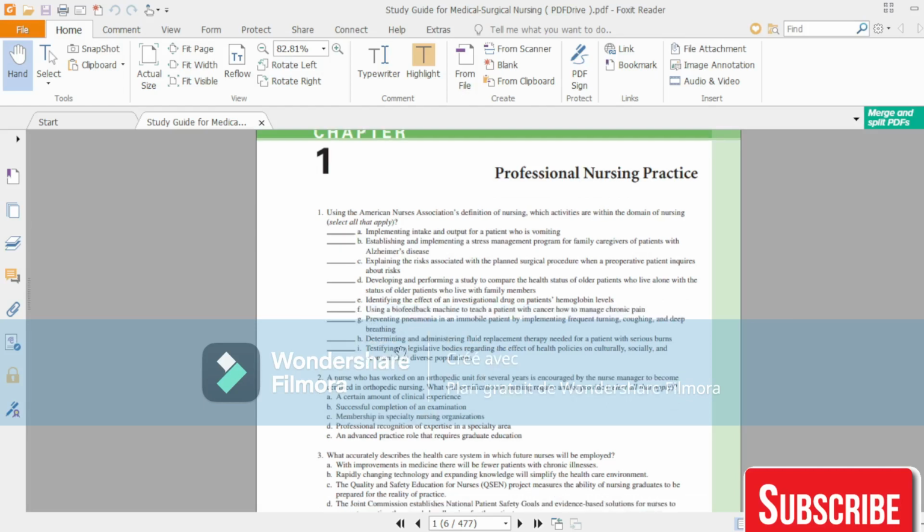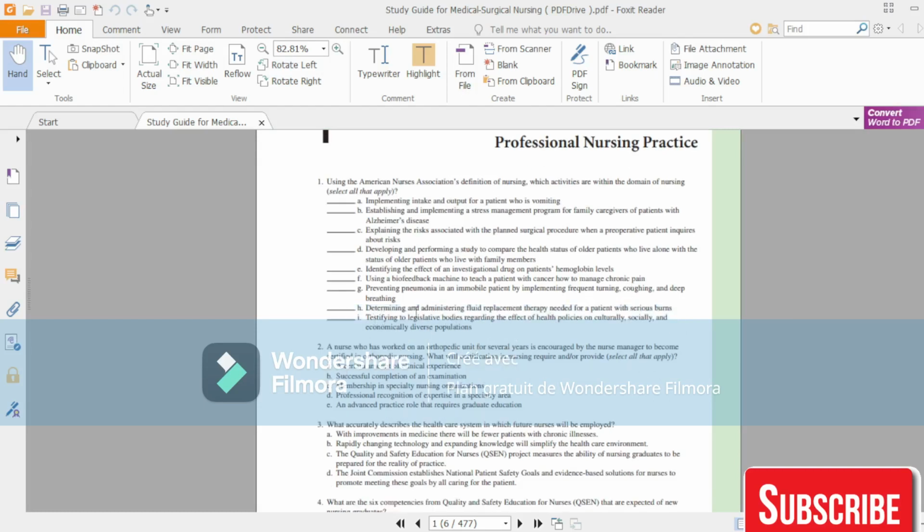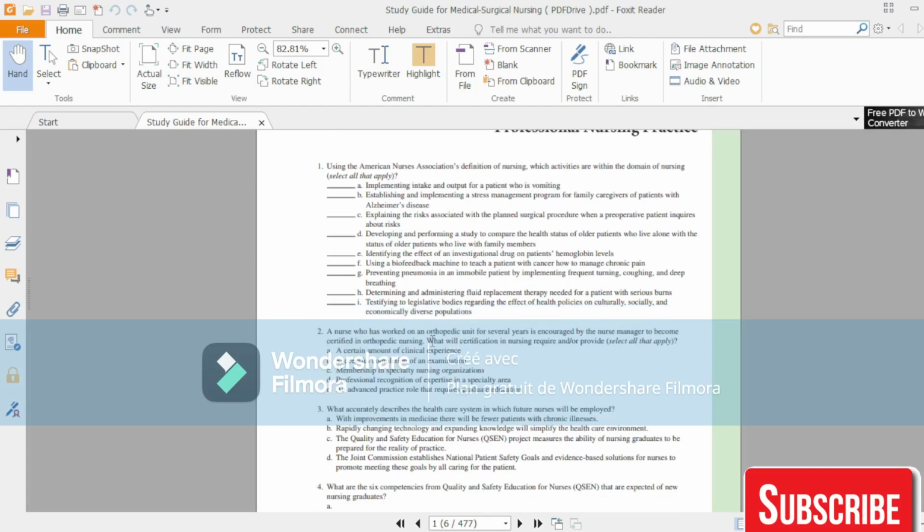G. Preventing pneumonia in an immobile patient by implementing frequent turning, coughing, and deep breathing. H. Determining and administering fluid replacement therapy needed for a patient with serious burns. Or I. Testifying to legislative bodies regarding the effect of health policies on culturally, socially, and economically diverse populations. So this is it for the first question.